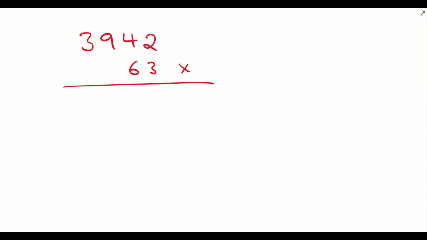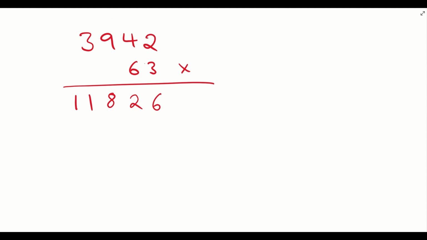Okay, well, we're going to deal with the 3 first, and then we're going to deal with the 6, so nothing changes. So 3 times 2 gives us 6. 3 times 4 gives us 12, and we're going to carry the 1, 12 like that. 3 times 9 is 27, plus the 1 to give us 28. Carry the 2. 3 times 3 is 9, plus the 2 for 11. Okay, we're now finished with the 3. We're going to move on to the 6 now. So we can rub everything out.